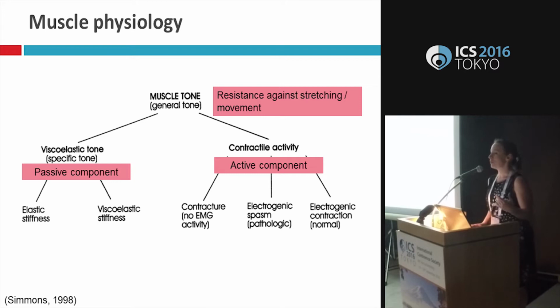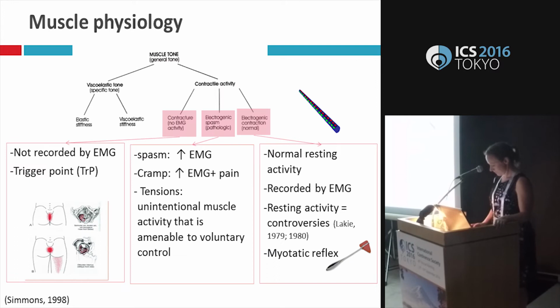So pelvic floor muscle tone, we can define it as the resistance against stretching or movement. It includes two components. The first one is a passive component, which is the viscoelastic properties of the tissue, and also an active component, which basically is how the contractile apparatus is active. The previous talk discussed a lot the contractile activity, but we should not forget the viscoelastic or passive component in muscle tone, because this component can also be a problem if there is a chronic overactivity. So just review all the components here.